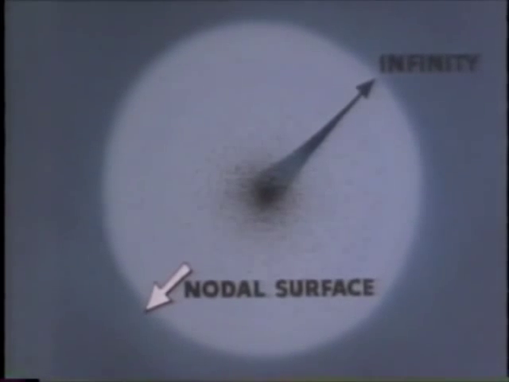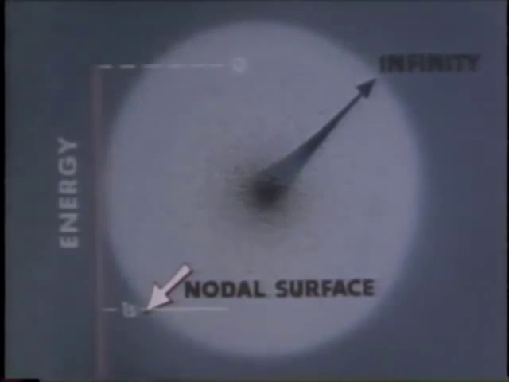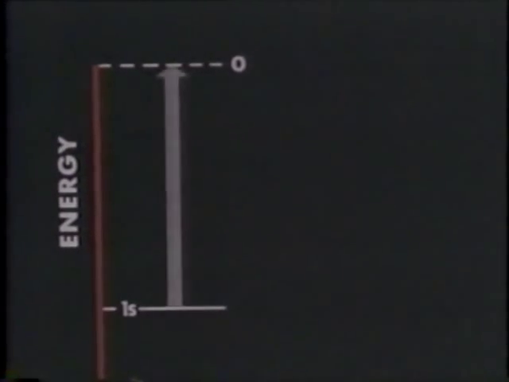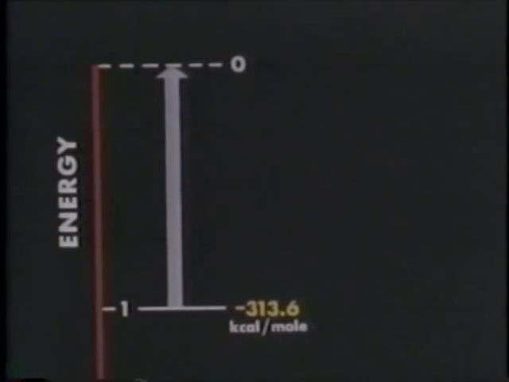The 1s orbital with this one nodal surface can be further characterized by the energy needed to pull the electron away from the proton. This is found to be 313.6 kilocalories per mole of hydrogen atoms. Since we have to raise the energy of the electron to get it away, we will designate the energy of this state to be minus 313.6 kcal per mole.